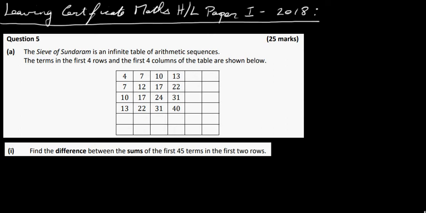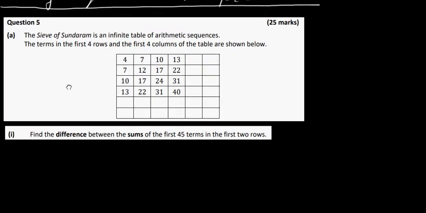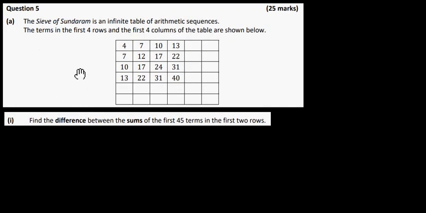Okay, so let's have a look at the Leaving Certificate Maths Higher Level Paper 1 for 2018, and let's have a look at question 5. Here we have what they call a sieve of Sundaram, and it's an infinite table of arithmetic sequences. The terms in the first 4 rows and the first 4 columns of the table are shown.